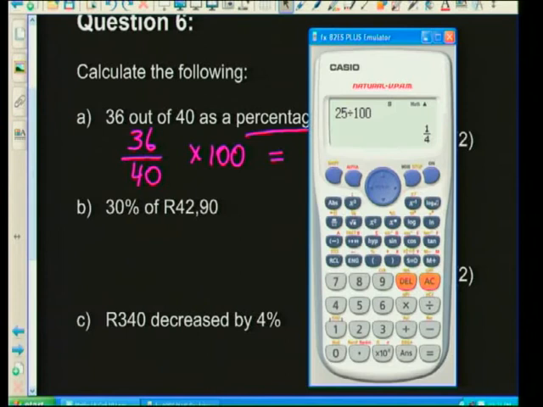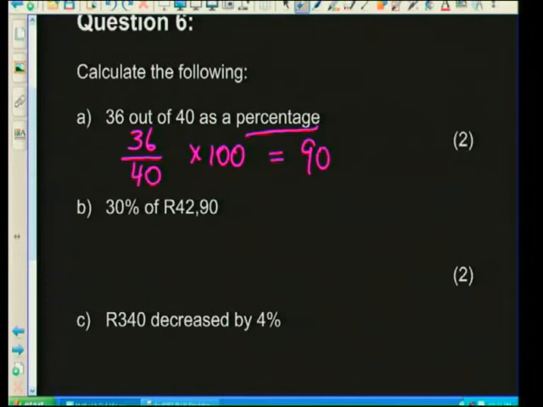We can do this on the calculator. 36 divided by 40, and I'm going to times by 100. And I get an answer of 90%. So my answer here is 90%. Don't forget to add your percentage sign, the unit, because it is very important. It's not just 90, it is 90%.